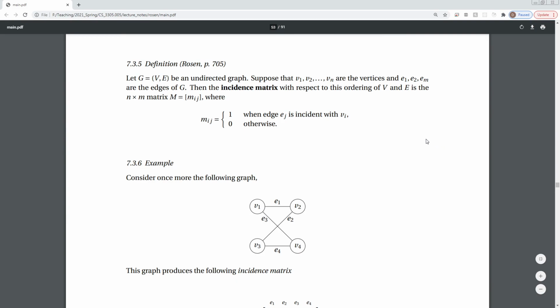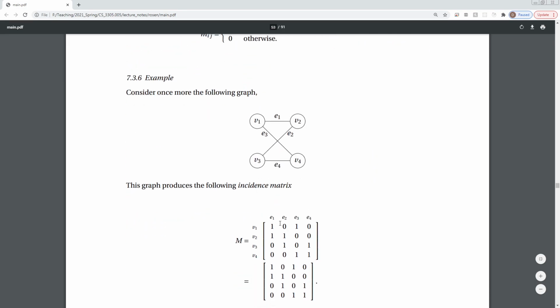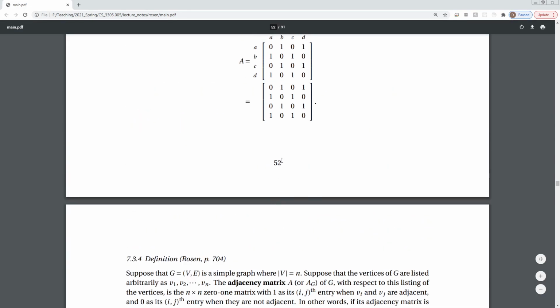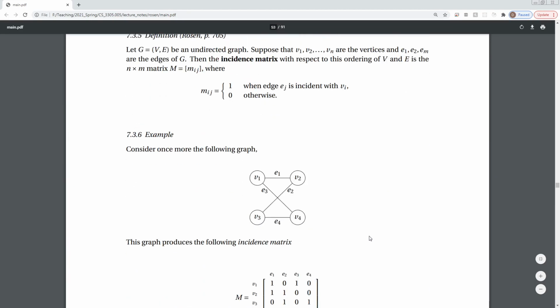Now we define an incidence matrix. Adjacency matrices are vertex by vertex, rows and columns are both vertices. Down here, for the incidence matrix, the rows are vertices and the columns are edges.